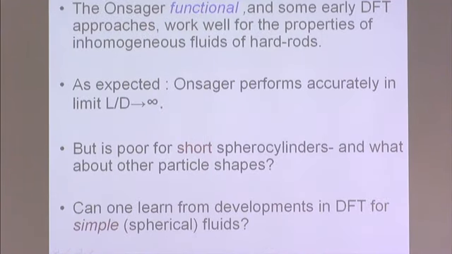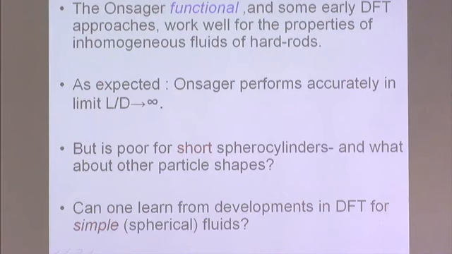So, what have we learned? Well, the Onsager functional and some of the early density functional theories which built upon this work well for many of the properties of inhomogeneous fluids, in particular when you have a large aspect ratio. And as expected, Onsager performs well in that regime. However, it is known from the work of many people that when you go to, say, short spherocylinders or other shapes, Onsager does not do well.